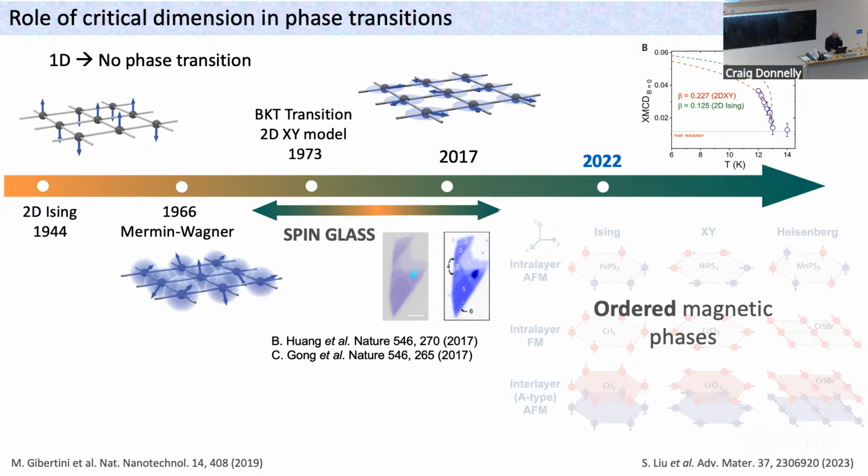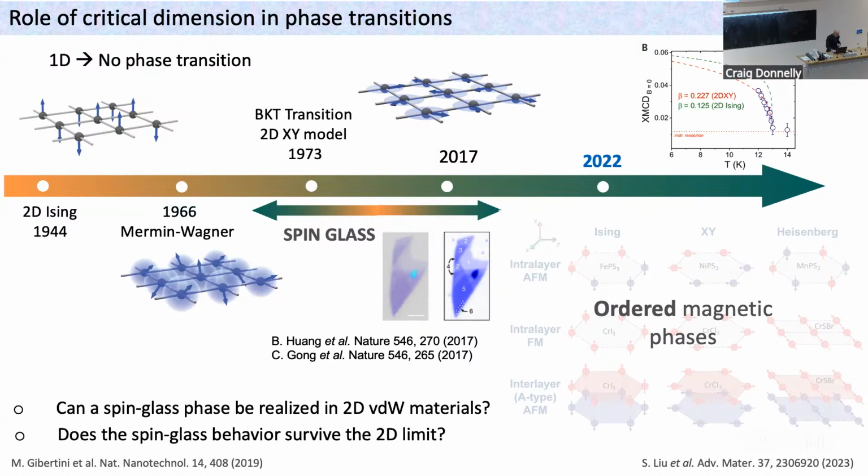And so I want to discuss this. First the question is, can you realize a spin glass in 2D van der Waals materials in the monolayer limit? And does it survive to the 2D limit? And we want to address this.